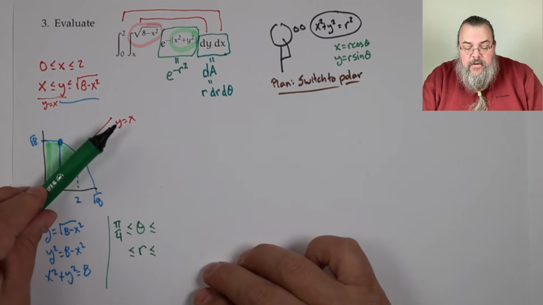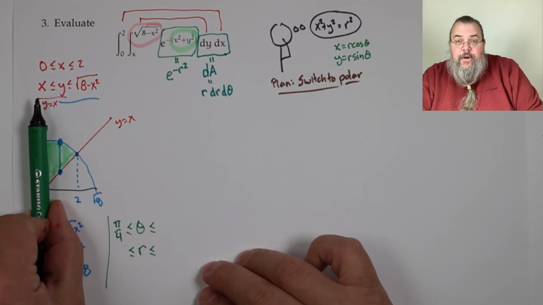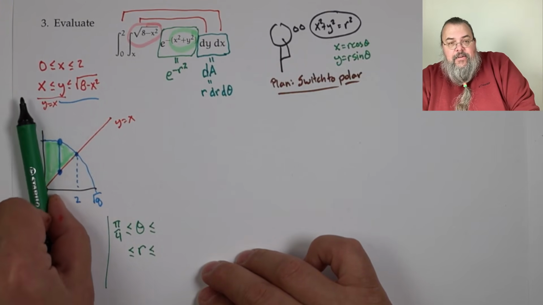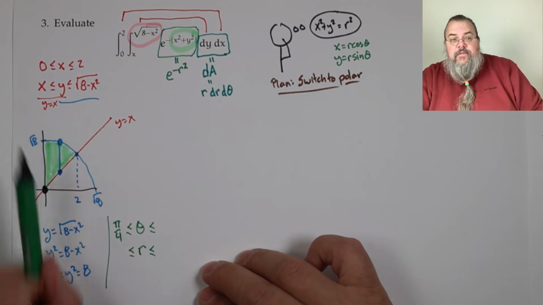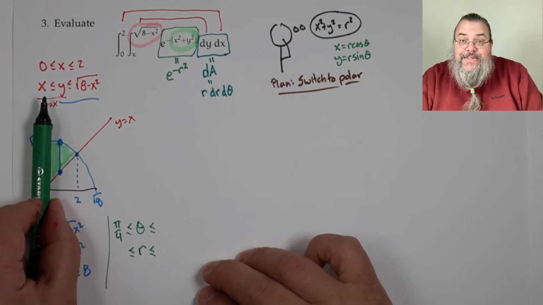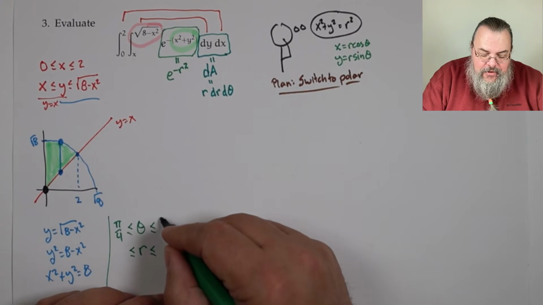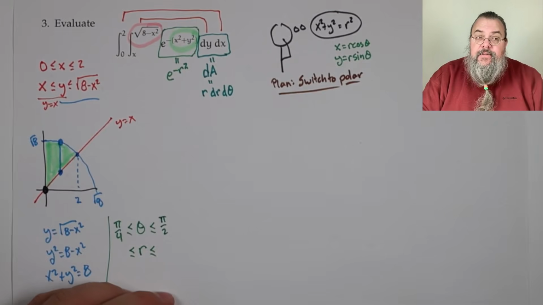Now we hit, and then we exit when we're here, right? Because as soon as we go past, we're no longer in our region. So what's this angle up here? Straight up the y-axis, pi halves. So theta goes from pi fourths to pi halves.